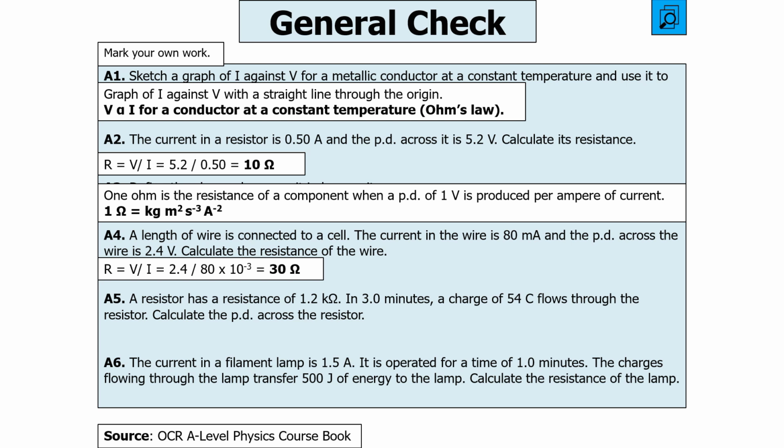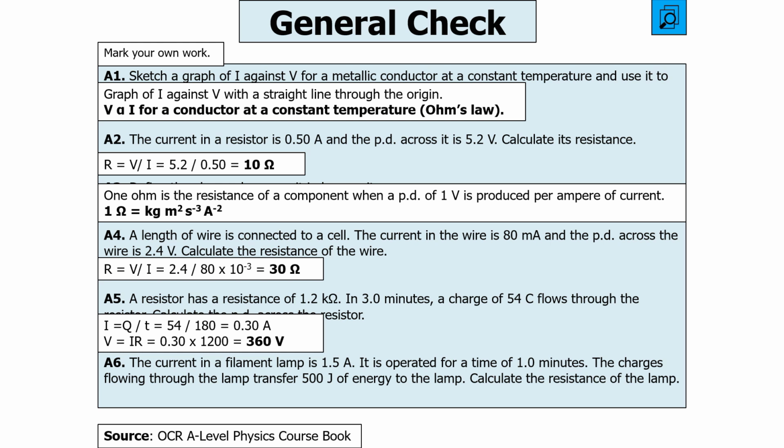In our next question, we've got to use multiple equations. So we know that I equals Q over T. Now again, time should be in seconds, not minutes. So 3 minutes becomes 180 seconds. 54 over 180 is 0.30 amps. V equals IR, 0.3 times by 1200, converting kilo ohms into ohms. So you work it through to be 360 volts.